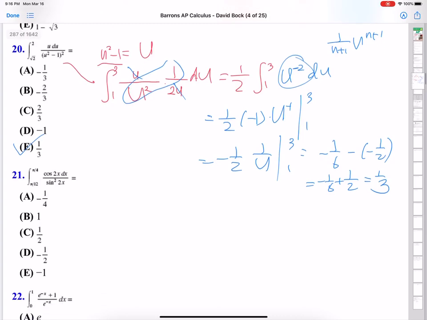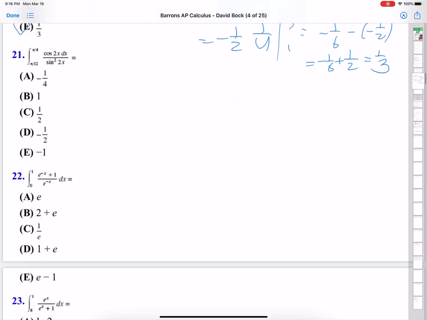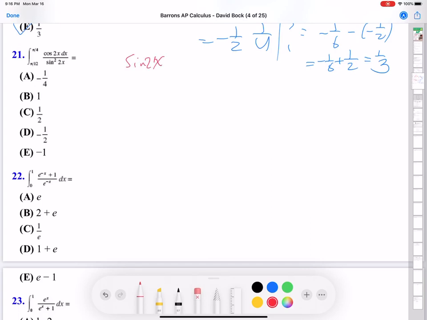Next problem, number 21. Here is another u substitution. It keeps serving u substitution problems, a lot of u substitution problems. Which part is going to be the u part in this case? In this case, sine 2x is going to be u. Why? The derivative of sine 2x is 2 cosine 2x, so the cosine 2x in the numerator will cancel out. That's why sine 2x is the u part.